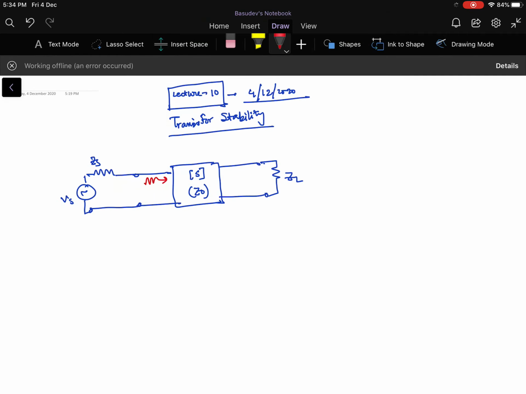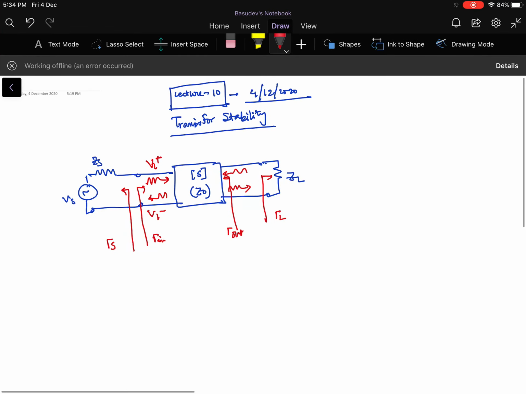Similarly here two things are coming, so I can write it, this is tau L, similarly it is tau out, it is tau in, it is tau S. V1 plus, this is V1 minus, this is V2 plus, and this is V2 minus.